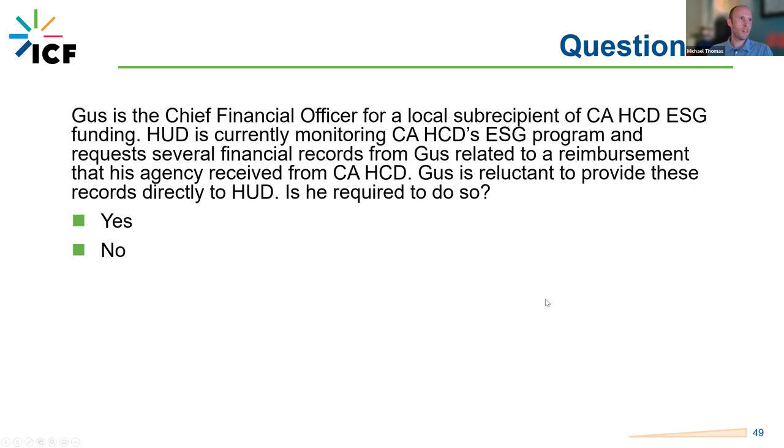Okay, question 7. Gus is the chief financial officer for a local subrecipient of California HCD ESG funding. HUD is currently monitoring California HCD's ESG program and requests several financial records from Gus related to a reimbursement that his agency received from California HCD. So there's a couple of layers there. California HCD is being monitored by HUD. They have requested records from Gus's agency that is a subrecipient. Gus is reluctant to provide these records directly to HUD. Is he required to do so?